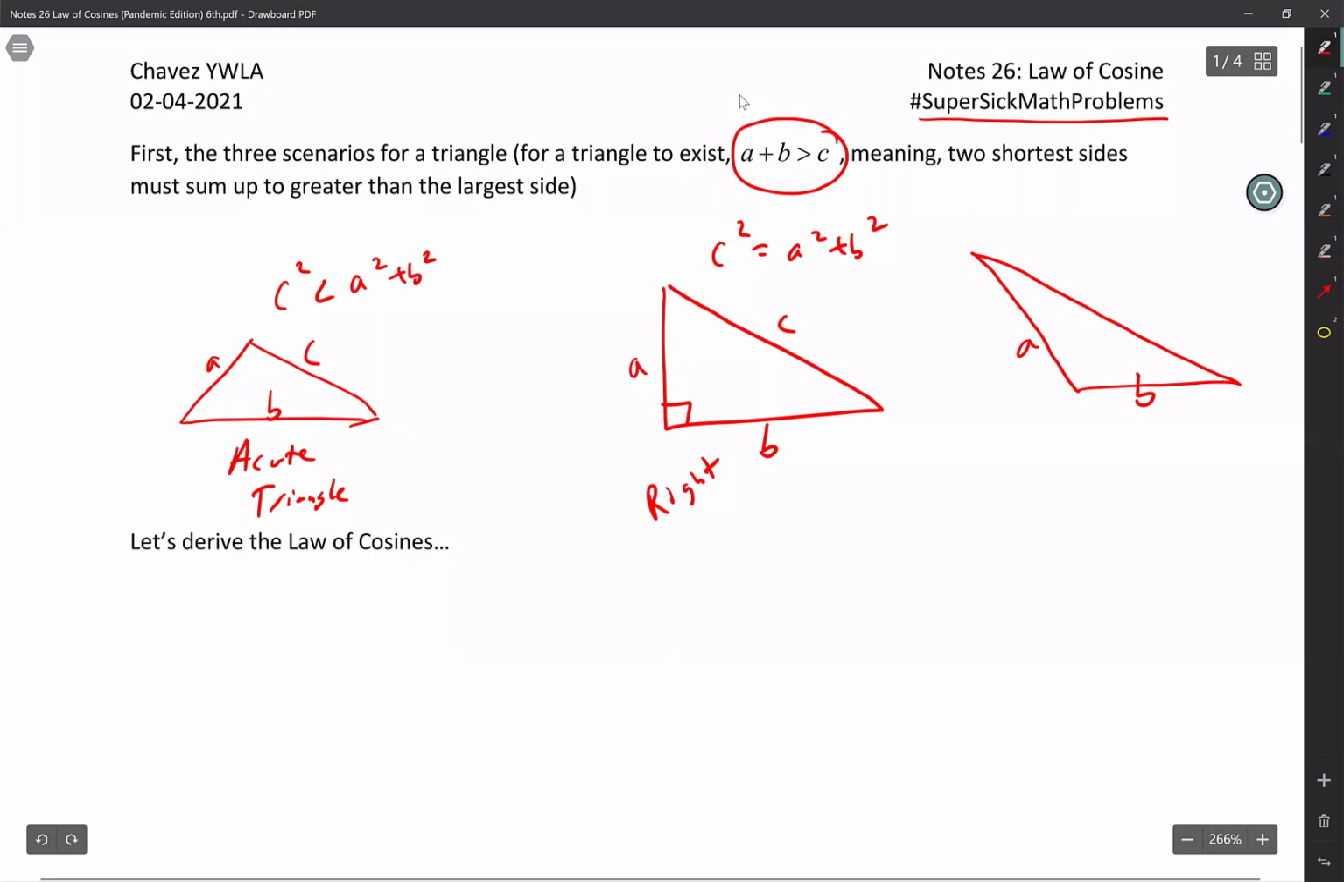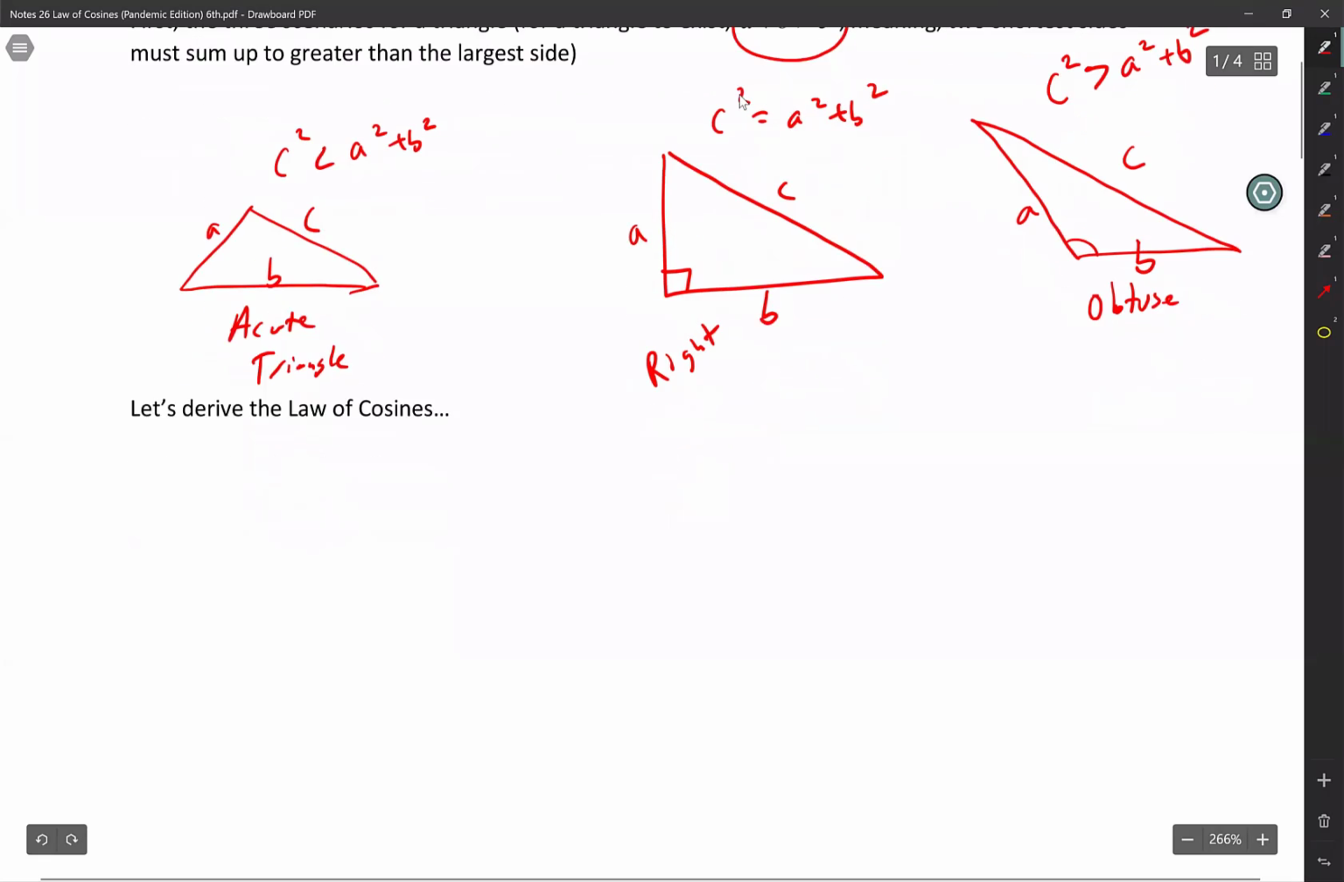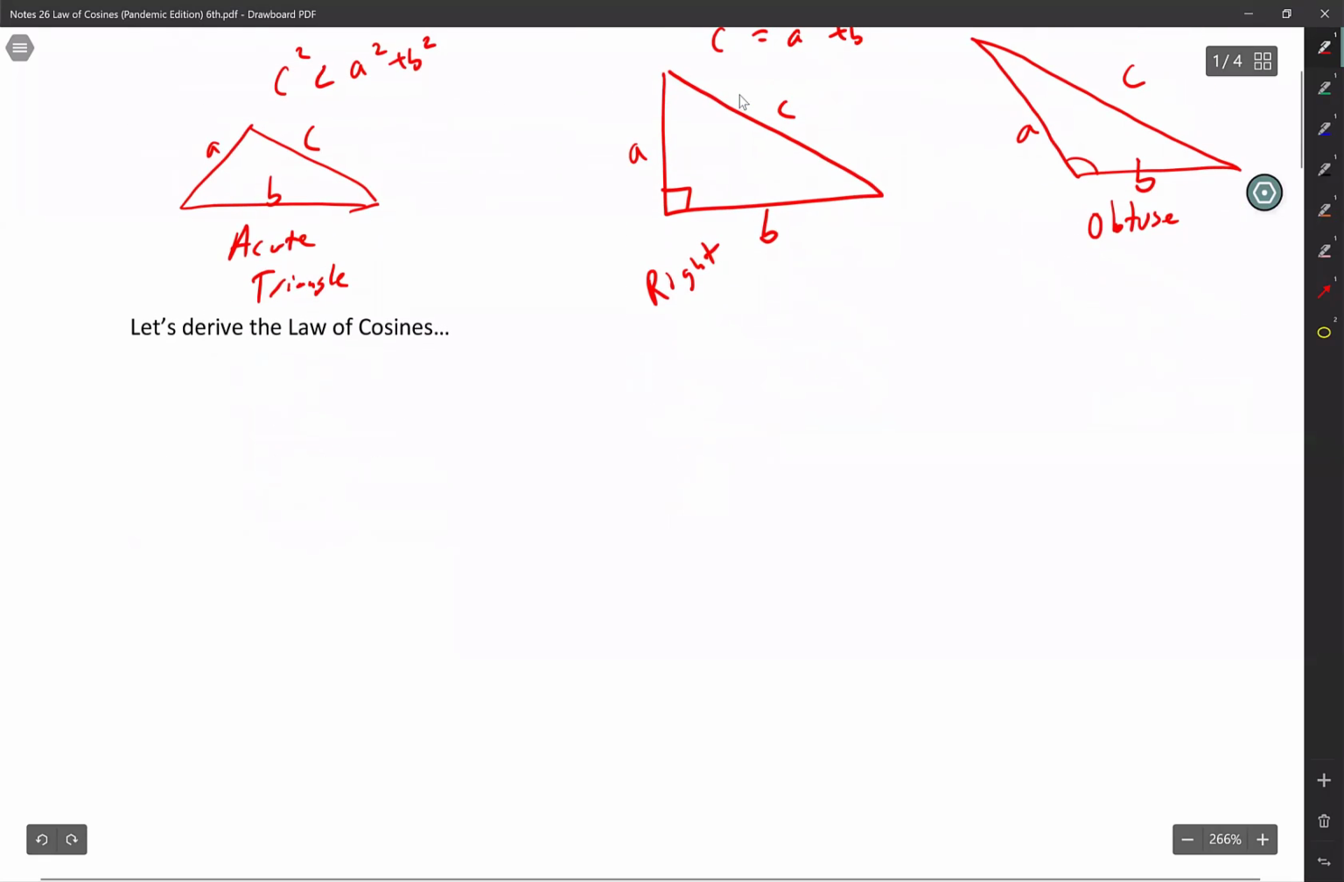B, A, C. And this is an obtuse triangle, where C squared is definitely greater than A squared plus B squared. Hopefully you guys remember that from geometry. Nothing crazy, pretty straightforward. Let's talk about how to label, guys.